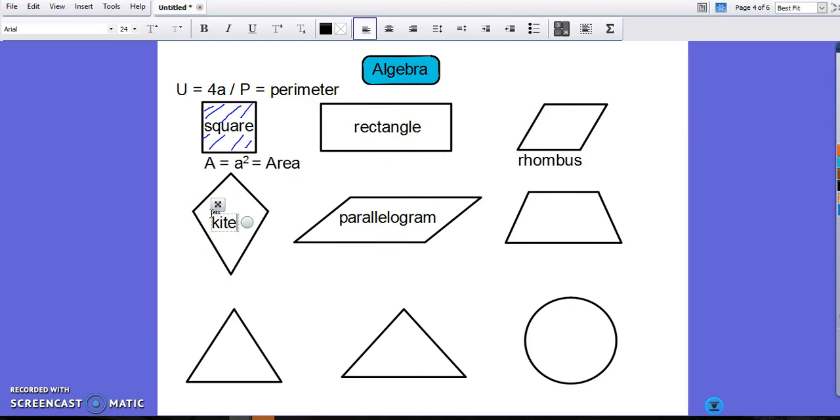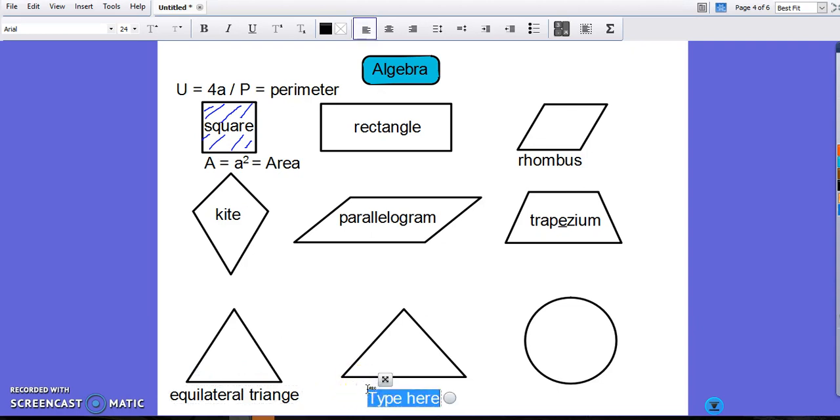Then we have this shape here, which is a kite, which has two diagonals which are at 90 degrees to one another. This shape here is a trapezium. Remember the stress on the E, trapezium. This shape here is an equilateral triangle, a triangle where all of the sides are the same length.